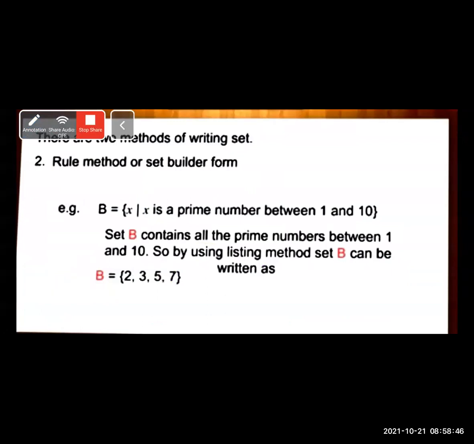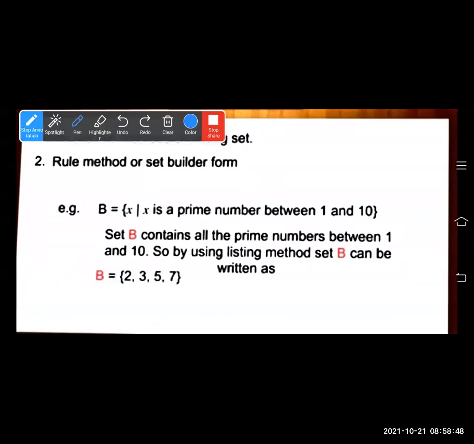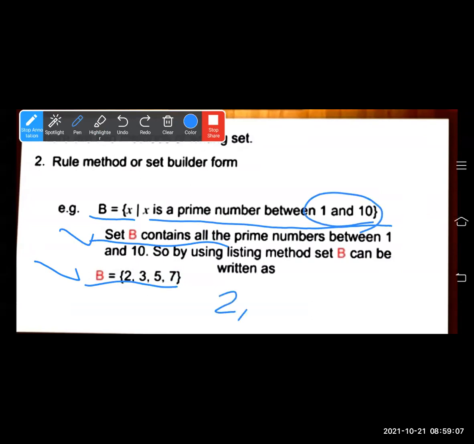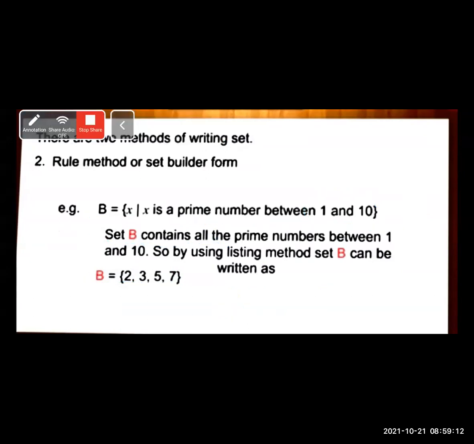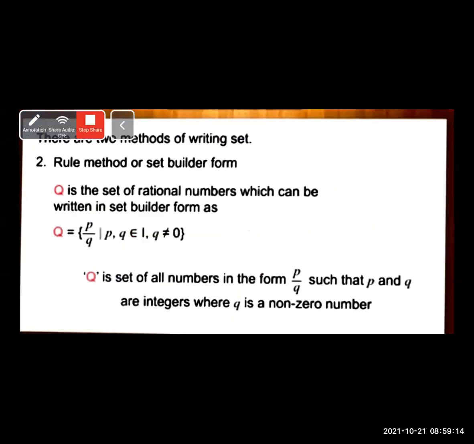Let's see some more examples. Here B is equal to the set of all x such that x is a prime number between 1 and 10. How do we list this and how do we read this? These two methods are written here. Set B contains all the prime numbers between 1 and 10. So by using the listing method, set B can be written as: the prime numbers between 1 and 10 are 2, 3, 5, and 7. That's all. We are just revising yesterday's lecture and we will continue with the practice set.